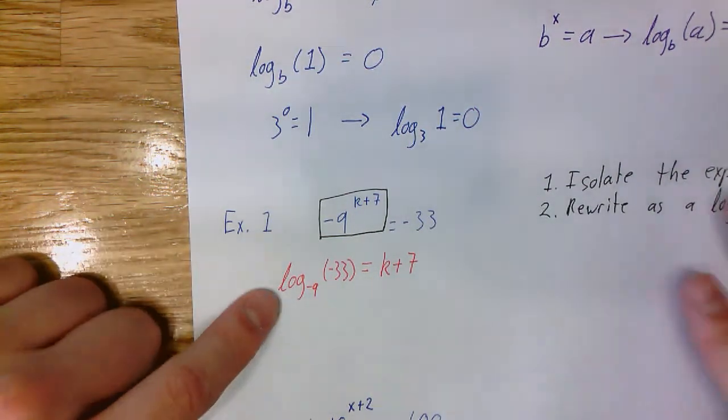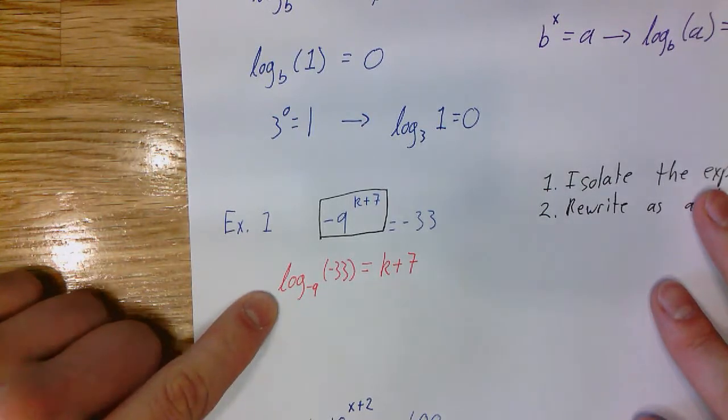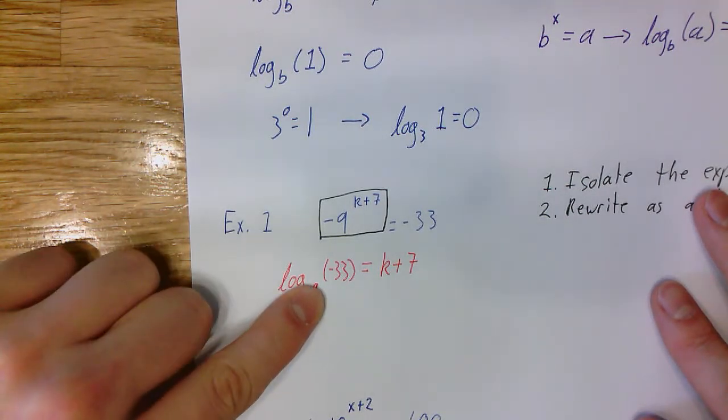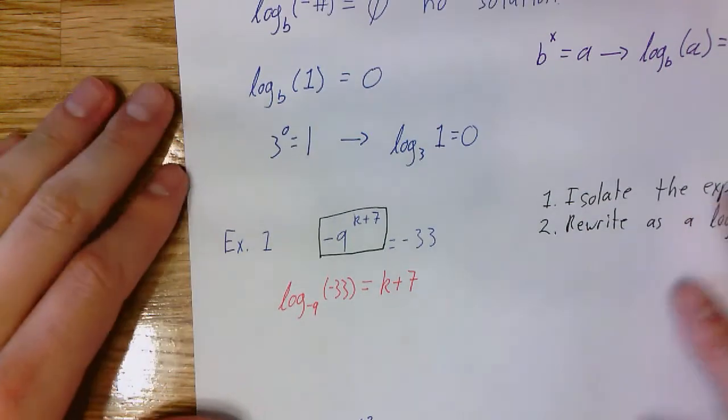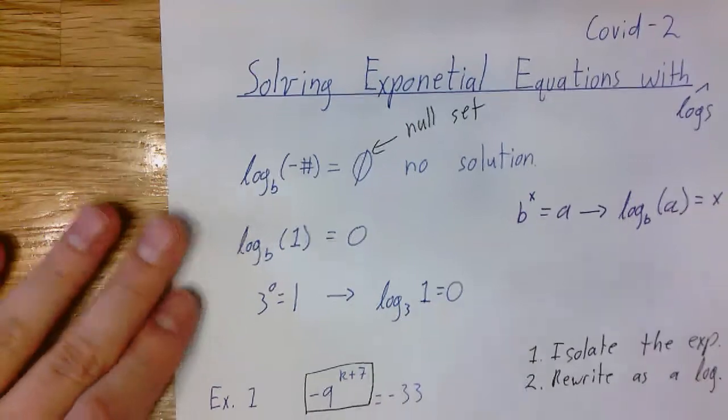Now we're going to type log base -9 argument -33 into a calculator, and then it's going to spit out a number for us.